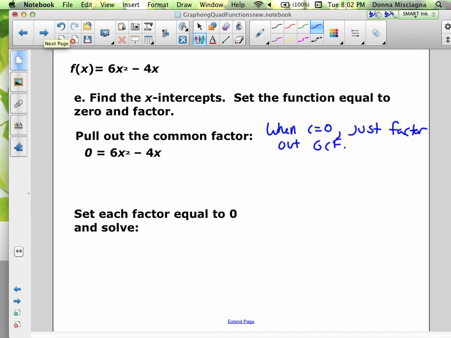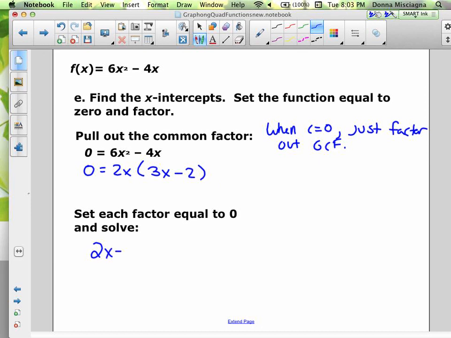We always have something that's going to divide into each one of those, at least an x, and in this case, a 2x. So we can factor out a 2x. 6x squared divided by 2x is 3x. Negative 4x divided by 2x is going to be a negative 2. And we're factored. That's all there is to it. And then you just set each factor equal to 0.